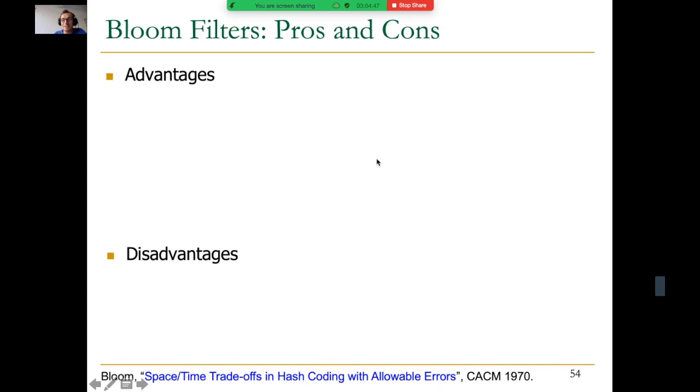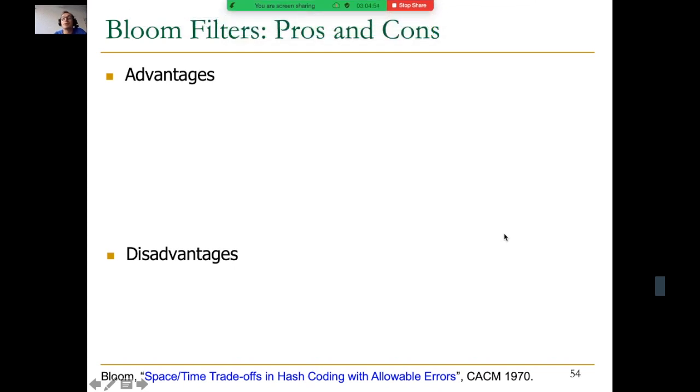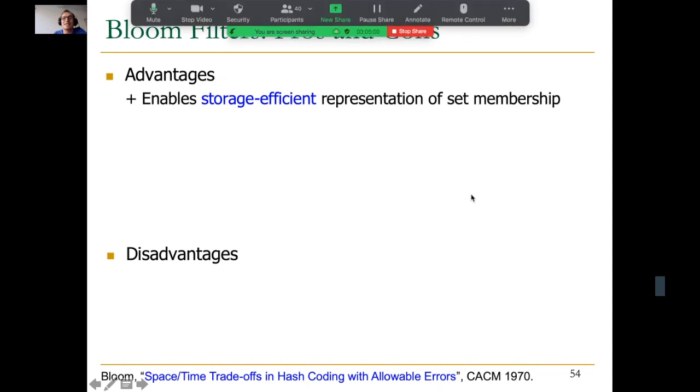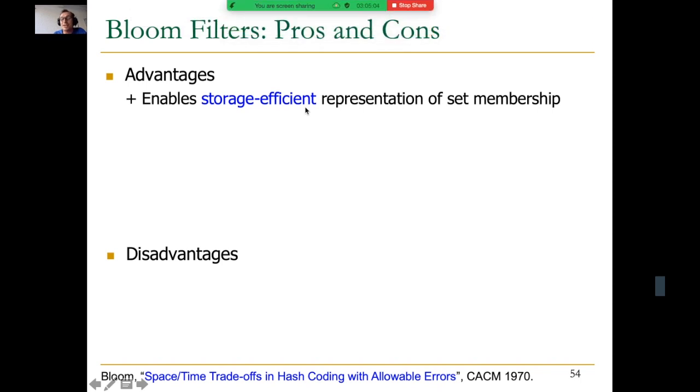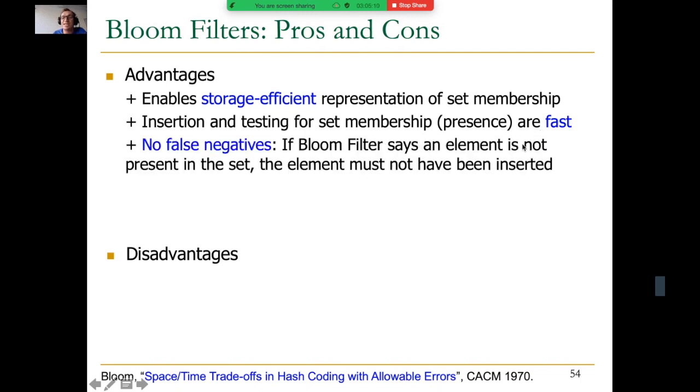I recommend reading it. But in the spirit of this course, everything is about advantages and disadvantages. And Bloom filters, even though they were proposed as a software data structure, are actually very good to examine advantages and disadvantages of as an architect. So this enables storage efficient representation of set memberships. That's a big advantage. Insertion and testing for set membership are actually very fast. Presence detection is really fast. And it has no false negatives.